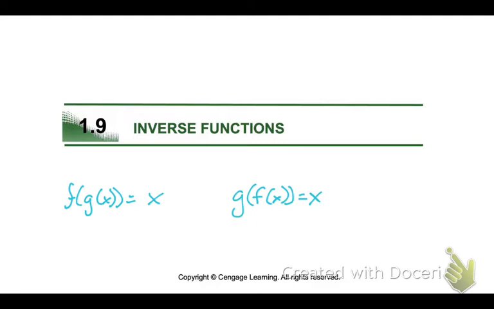They undo each other. Like addition is the inverse operation to what? Subtraction. Multiplication is the inverse operation to what? Division. And they're inverses to each other. So that's what these are. We're going to find them and verify them today.